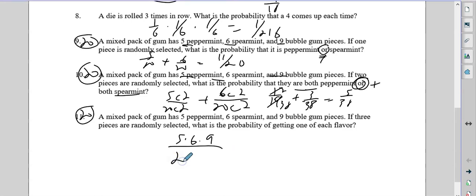And on the bottom, remember, we're choosing this time 3 out of 20. On these two, we were choosing 2 out of 20. This time we're choosing a third one. So it ends up being 5 times 6 times 9 over 20 nCr 3, which ends up being 9 out of 38. That's our chance.